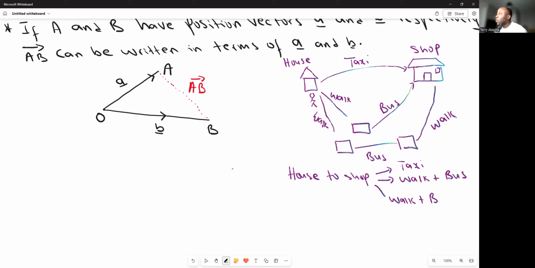So let's call this bus A, and this is bus B, all right? So I take a different bus to bus B, then I walk down to the shop. Now, all these are the same way or different methods to get from the house to the shop. Now, that's the same thing you're going to apply to vectors as well.